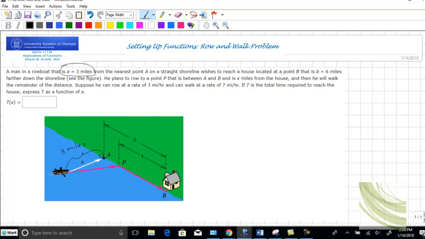On a straight shoreline, he wishes to reach a house that's located at point B, capital B, that is 6 miles farther down the shoreline. So this distance is the 6 miles, from here to here, okay? Straight line distance. And then you know the distance between the point P and the point B. So he could row to P, and then he could walk. Okay, so he could walk from P to B, and that would be a distance of x miles.